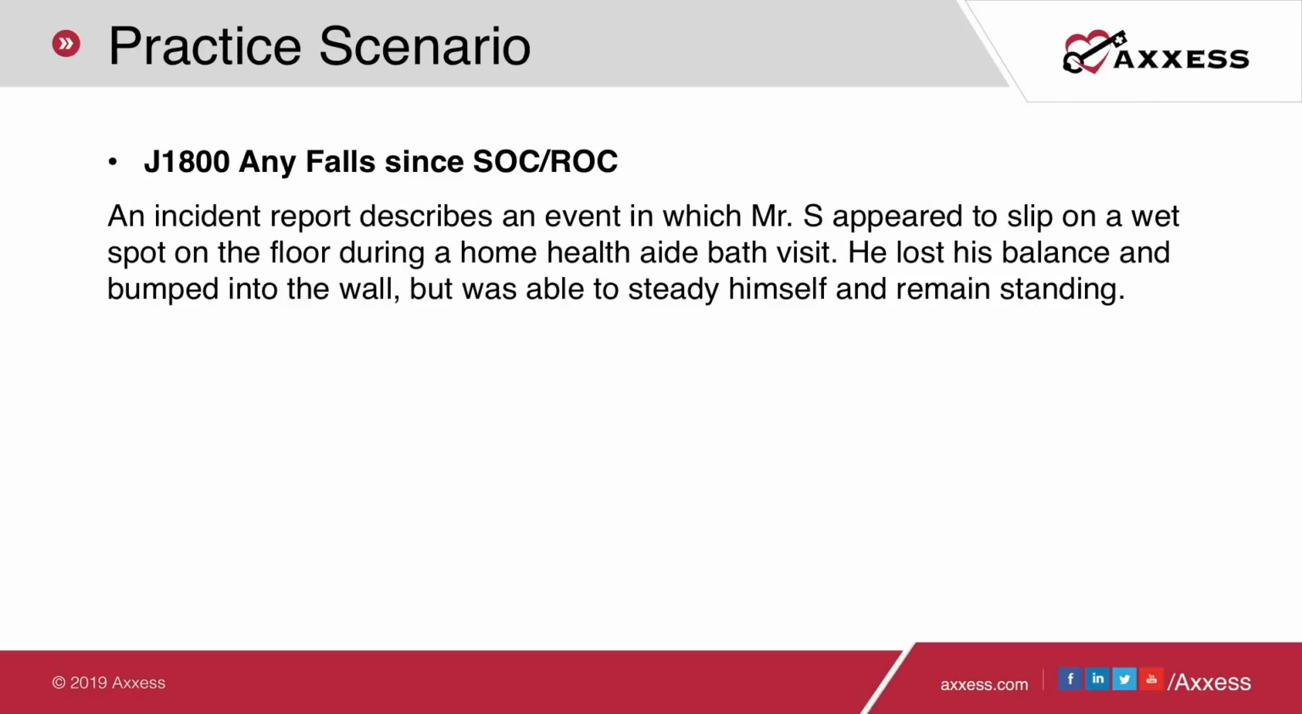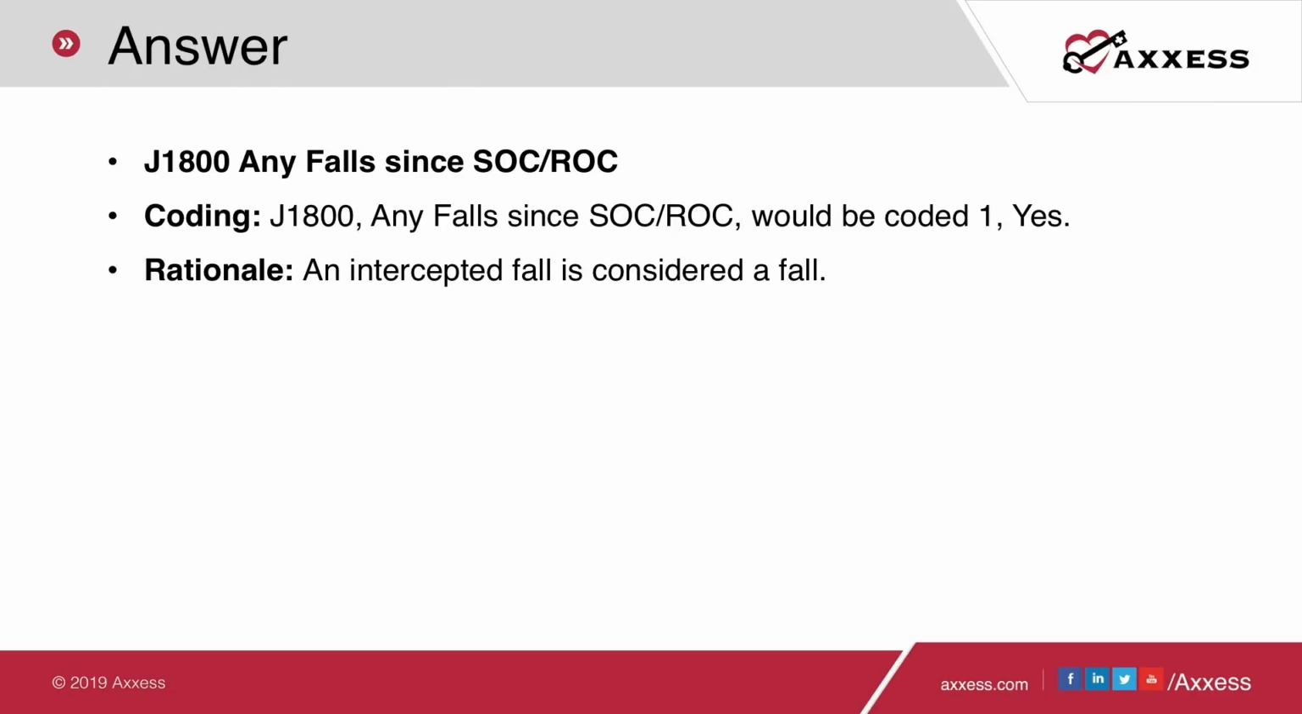Let's look at another. An incident report describes an event in which Mr. S. appeared to slip on a wet spot on the floor during a home health aide bath visit. He lost his balance and bumped into the wall, but he was able to steady himself and remain standing. How would you answer J1800? In this case, it would be still a 1, yes, because an intercepted fall is considered a fall.